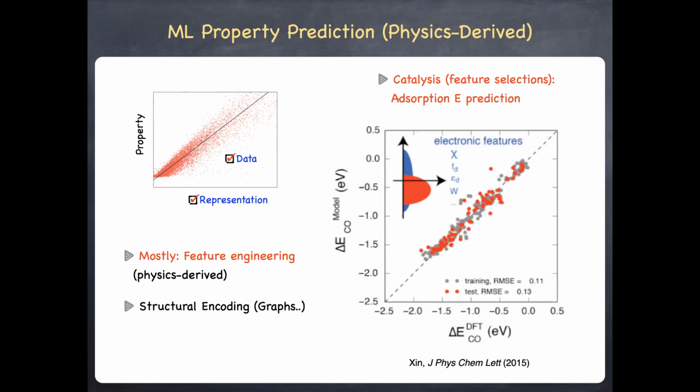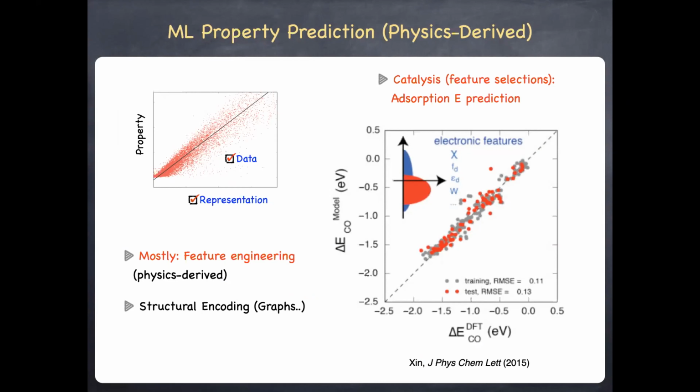Once the data is given, the accuracy of the prediction is affected greatly by how you represent the data. And so far, feature engineering has been pretty popular, meaning that you basically use simple attributes of the properties that you're interested in as an input of the model. And this is also sometimes called the physics-derived models.